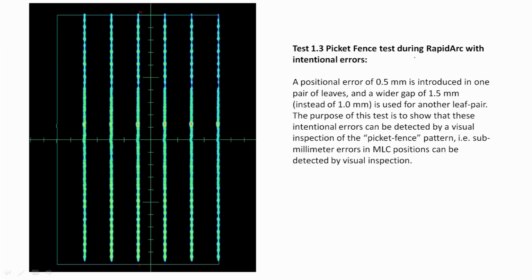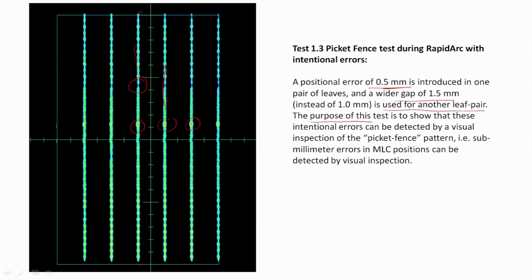In this test, a plan is created in a planning system where intentionally some MLCs have been placed out of their other MLC positions. Here you can see that the spot is brighter. It means that the MLC position is not parallel to the other MLC positions. So a positional error of 0.5 mm is introduced in one pair of leaves, because your MLC forms two banks, each bank having 40 leaves, 40 leaves here and 40 leaves here, and a wider gap of 1.5 mm instead of 1 mm is used for another leaf pair.